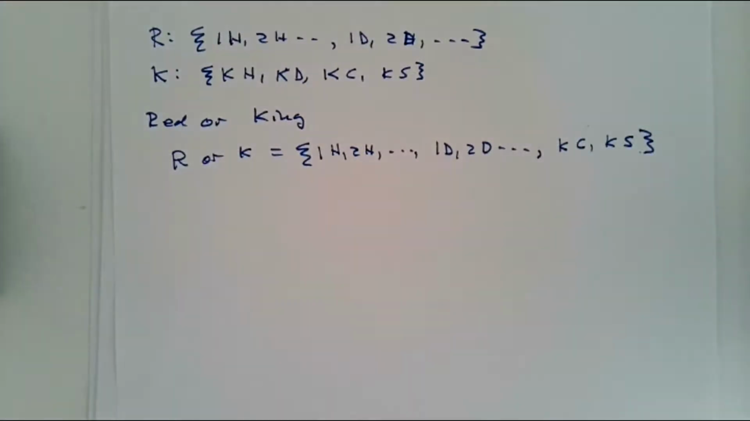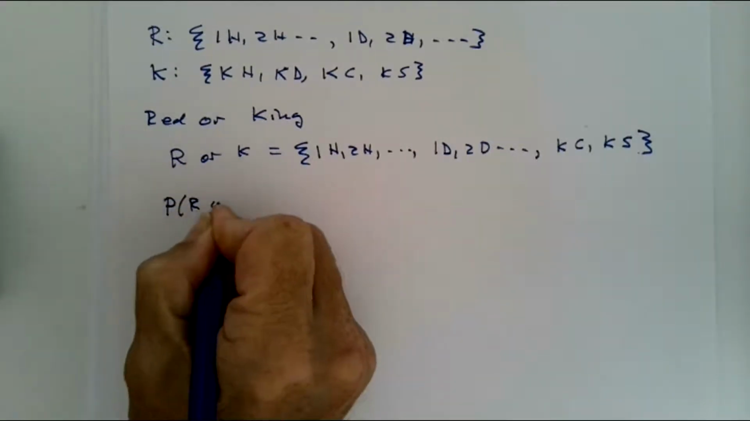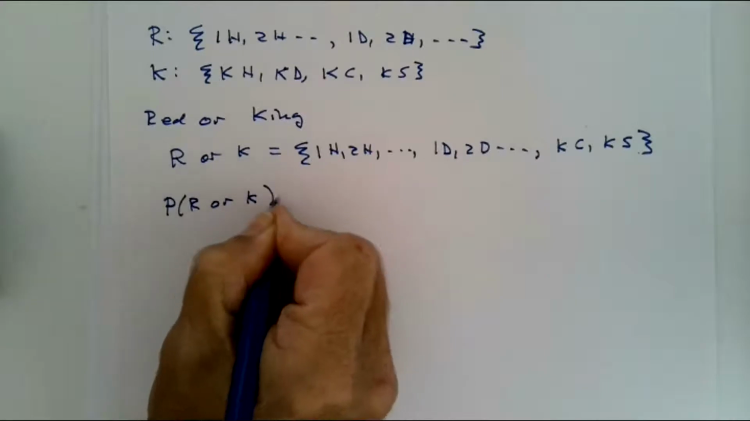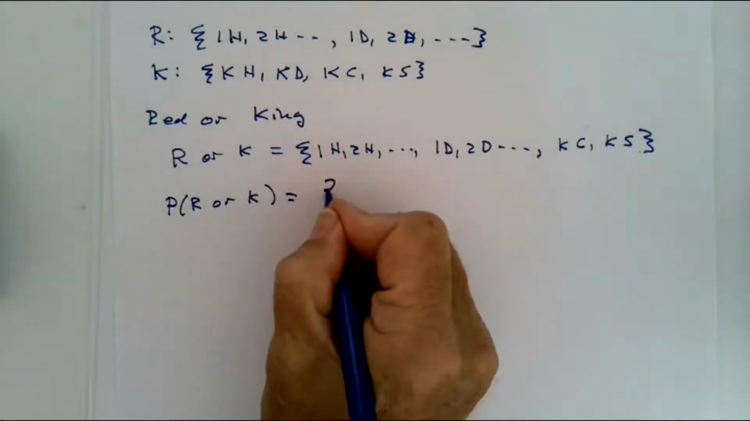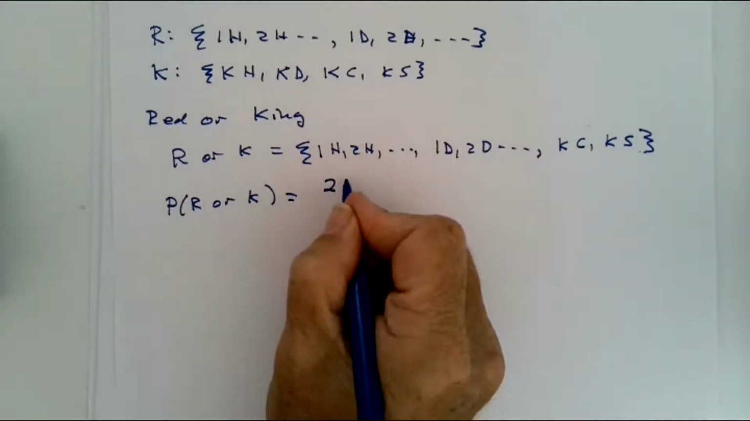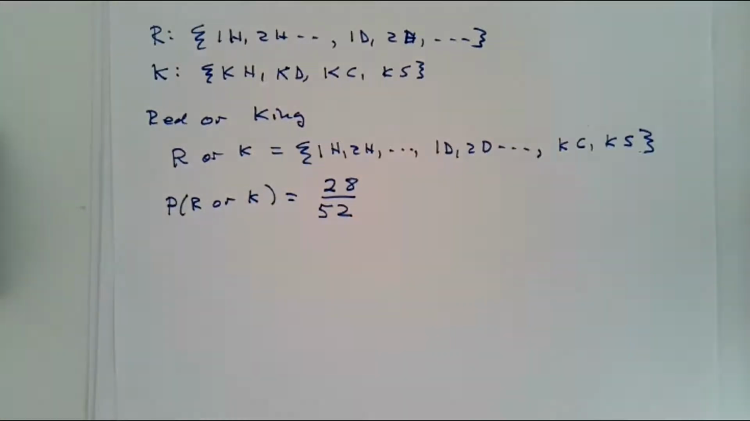So think for a second, how large is that red or king group? If we're going to ask just for the total number of winners divided by the total possibilities, probability of red or king is how many total? 26 here plus 2 more. That will give us 28 out of 52. Now, can we develop that as a rule?